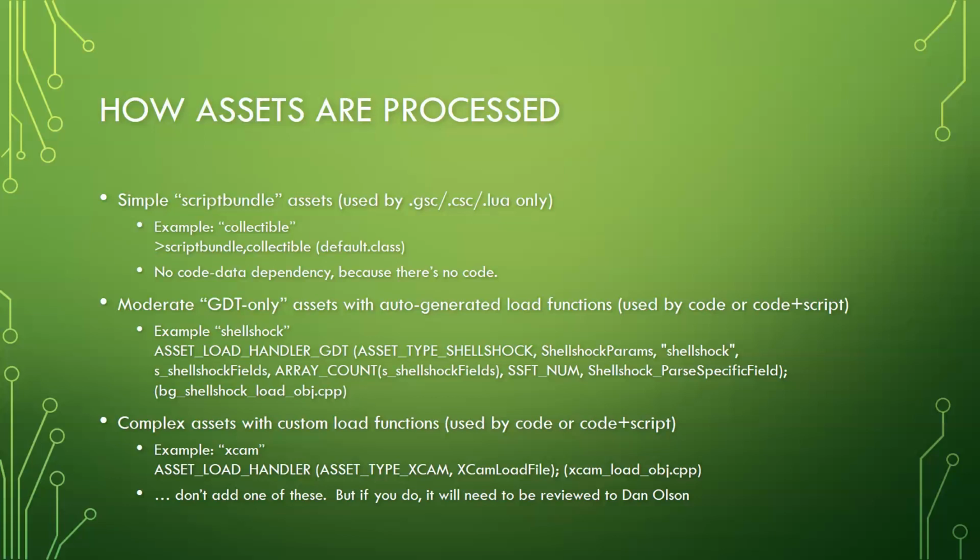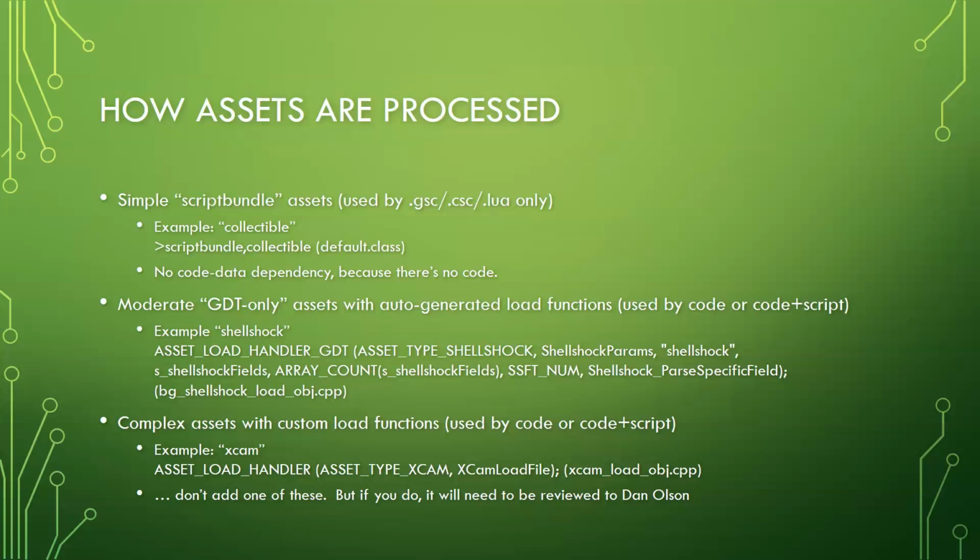If you look in default.class, which is in the shared zone source folder, you will see a line that says greater than script bundle comma collectible, and that is the entire way that we define the collectible asset type. So whereas there's an asset underscore type underscore image in code, there's no asset type collectible. This is just a data only asset type that we call script bundles, that we don't call code bundles, much as Sunit wants me to.